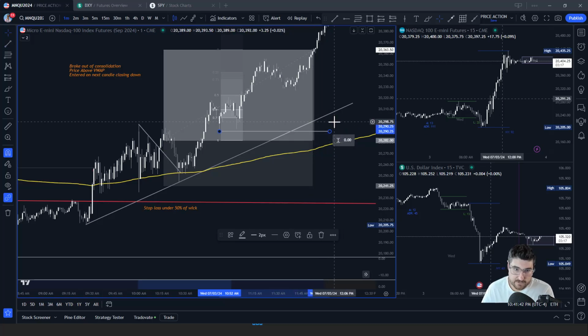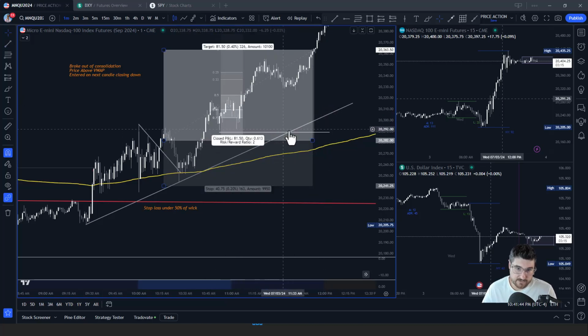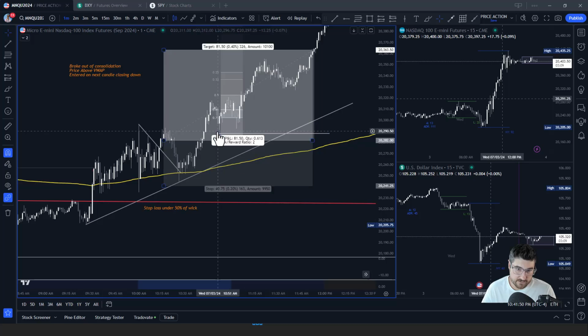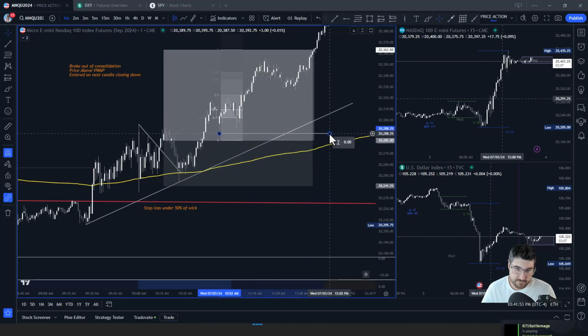Not there. I usually go just a little bit below it, right? So if it does come back, which it did, it protects me. So my stop loss is now here. So, stop loss.